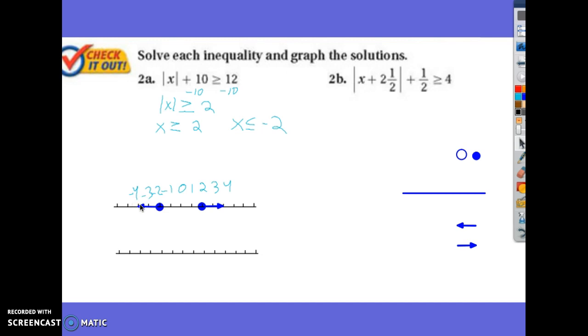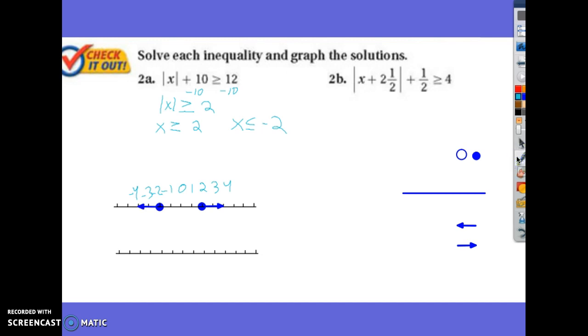So this one is not inclusive. This one is actually called an OR statement. So the first example, those were called and, and these are called or. So x can be greater than or equal to 2, or x can be less than or equal to -2. Let's look at the next one.